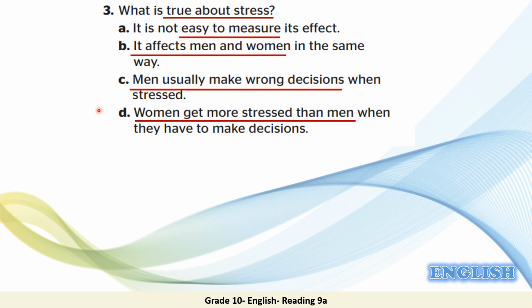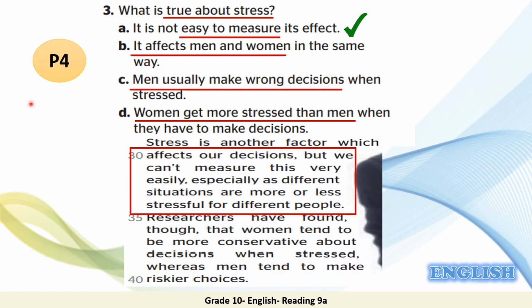Let's brainstorm the answer together. The answer is A. It is not easy to measure its effect. Where can we find the answer? In paragraph 4, as you can see right over here. But we can't measure this very easily. This is the answer.